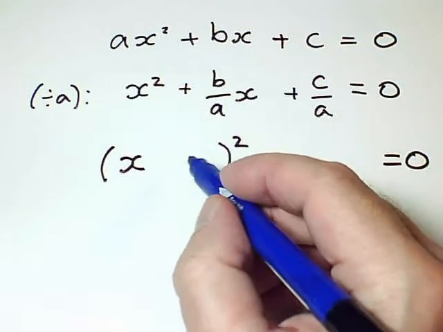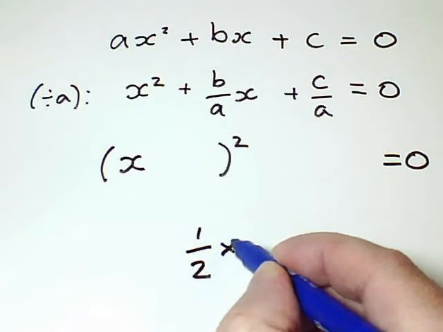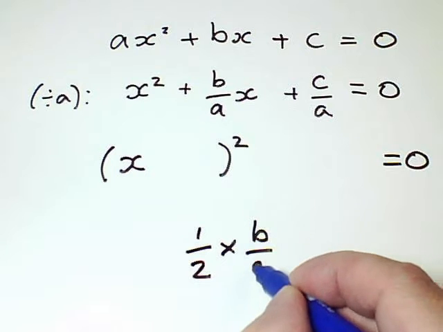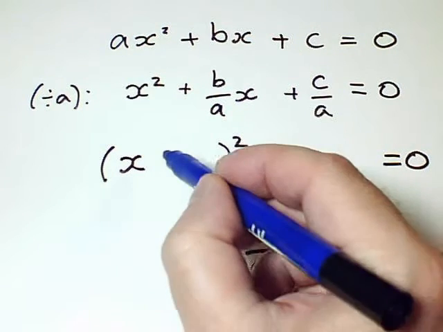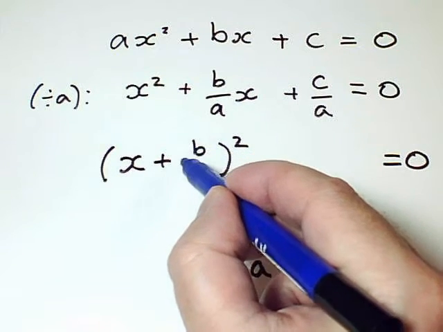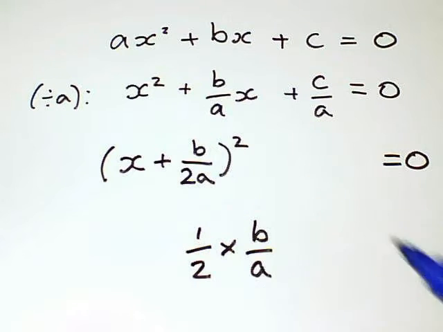Okay, so how do I do a half of b over a? Well, a half of b over a is a half times b over a. And if I use the rule for multiplying fractions, I've got 1 times b on the top, so it's going to be b on the top, and then on the bottom I've got 2 times a, so it's going to be b over 2a in that bracket being squared.